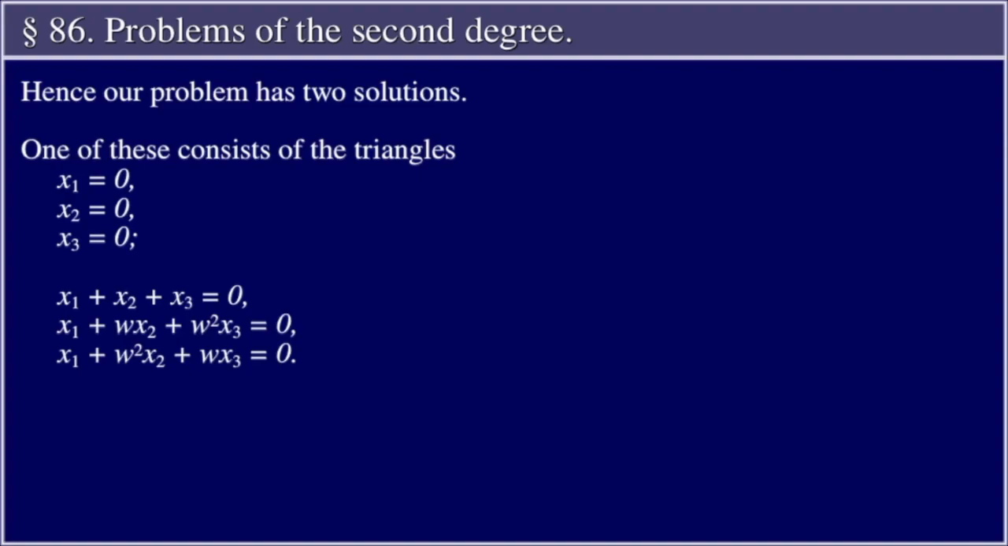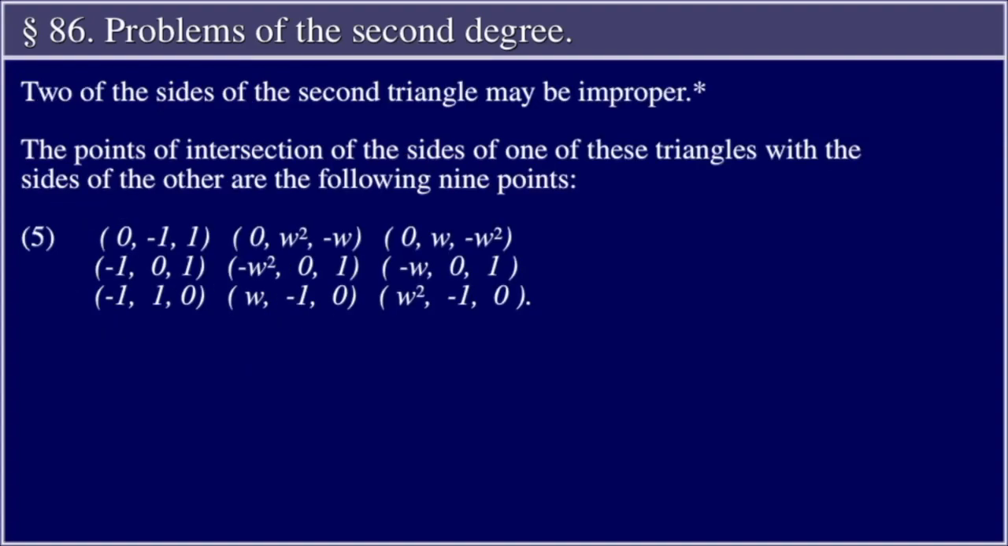One of these consists of the triangles x sub 1 equals 0, x sub 2 equals 0, x sub 3 equals 0, and x sub 1 plus x sub 2 plus x sub 3 equals 0, x sub 1 plus w x sub 2 plus w squared x sub 3 equals 0, x sub 1 plus w squared x sub 2 plus w x sub 3 equals 0. Two of the sides of the second triangle may be improper.